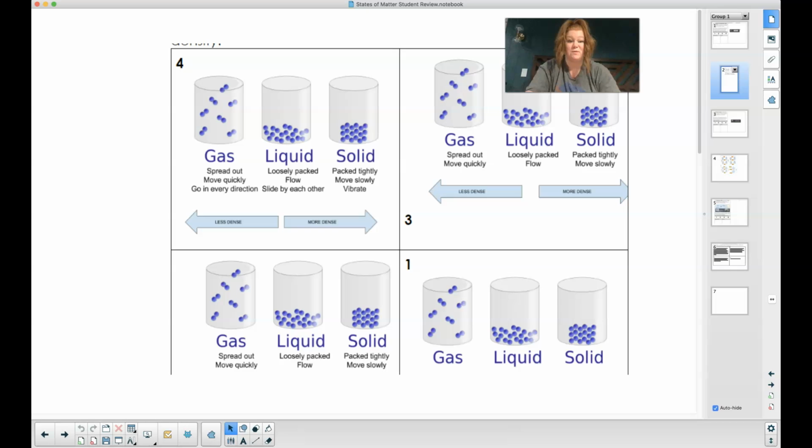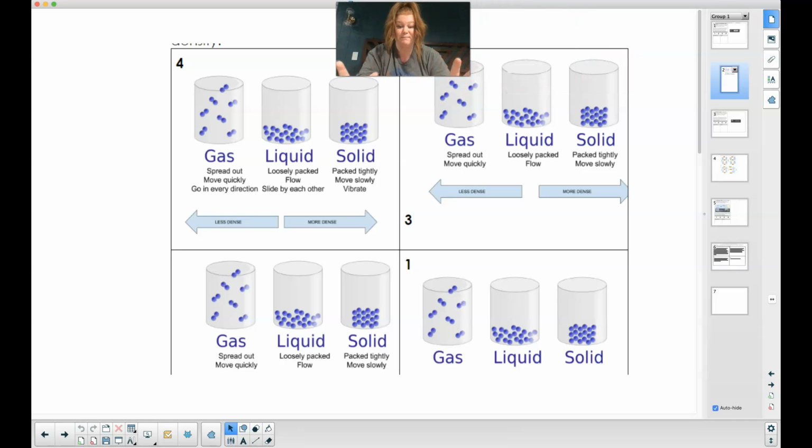So the explanations, remember yours might look different, and that is okay. So let's look at 1 here. So a 1 might be something like you just have the models and you didn't explain anything. So nothing, all we have are models. We didn't do the 4 parts. So a 2 might look something like we have our models and I say that these are spread out, these move quickly, these are loosely packed, these flow, these are packed tightly, these move slowly. So I talked about like 2 of those things. How do they move and how do they interact with each other?